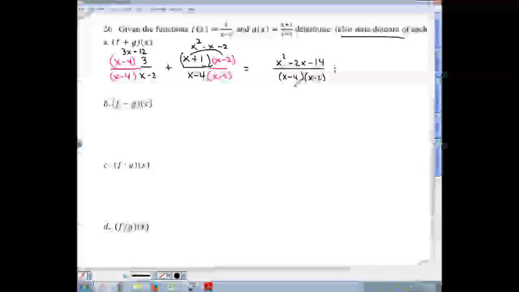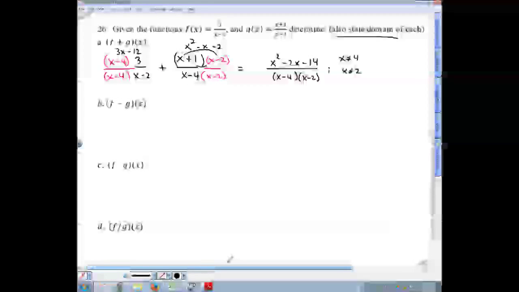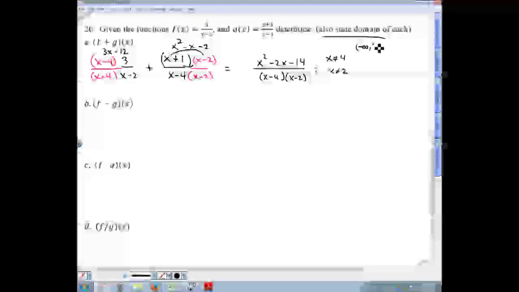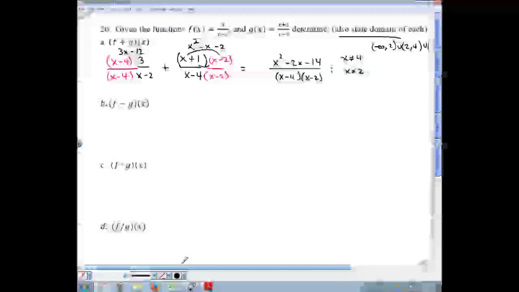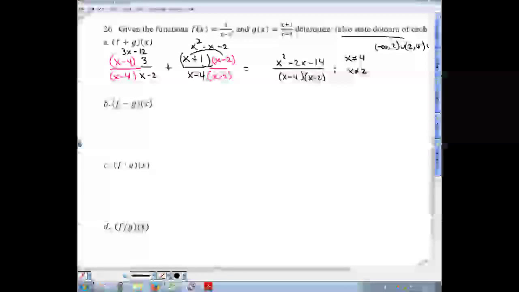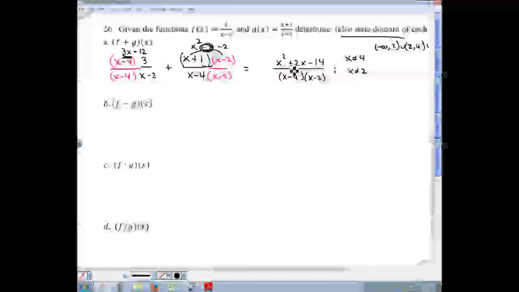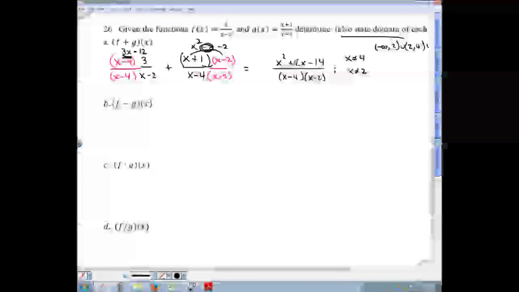You can't divide by 0, so x can't be 4, and x can't be 2, so you could state that as negative infinity to 2, 2 to 4, 4 to infinity. And we'll go back and fix something here. 3x minus x is a plus 2x. My apologies.